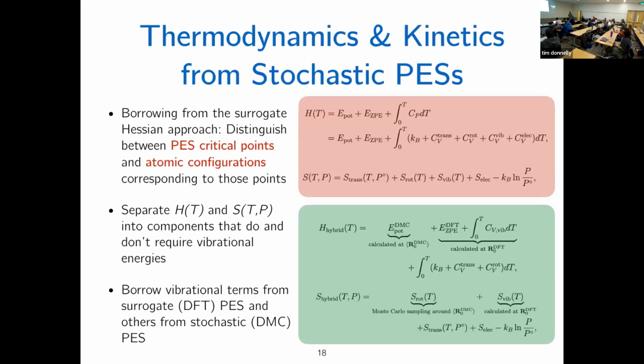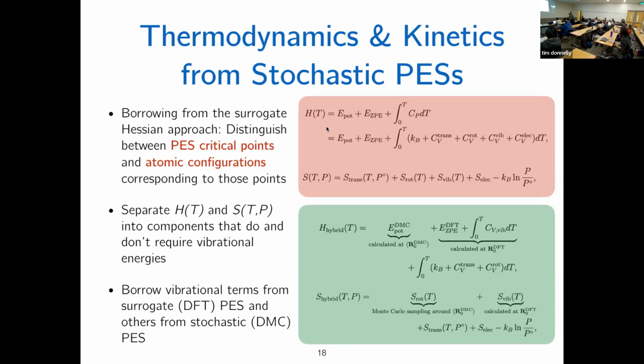The way you would do this in a standard thermochemistry package is that you just break down the enthalpy and the entropy into translational and rotational components, and evaluate them all separately according to some rule. That's how you would do it. How do you do this when you have a stochastic PES?